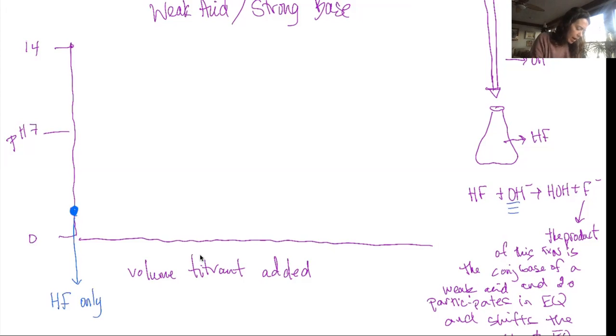All right, so I'm adding OH. What's happening? I'm losing some HF, but I'm forming some F. So you need to understand the relationship there. All right, at some point right about here, this is going to be called the halfway point. And what that means is half of the HF, my weak acid, has reacted.